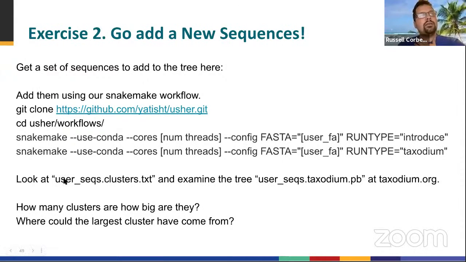usher.clusters.txt here, which is essentially a summary of the clusters in those samples. And you can actually view the tree at taxonium or taxodium.org. The file that it'll output is a protocol buffer file, usher.taxodium.pb.